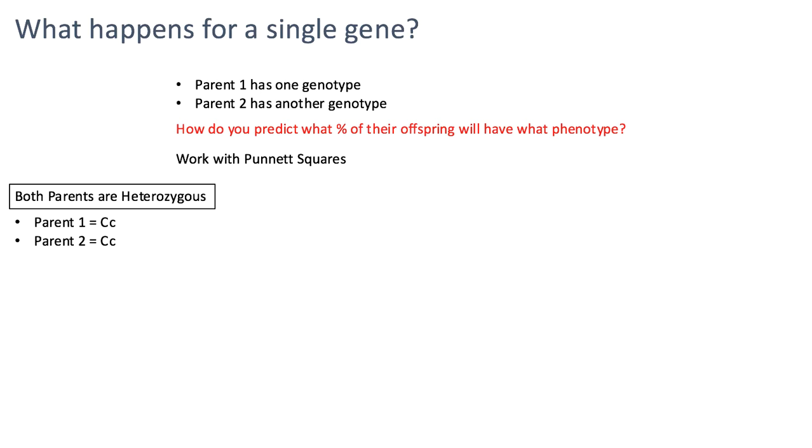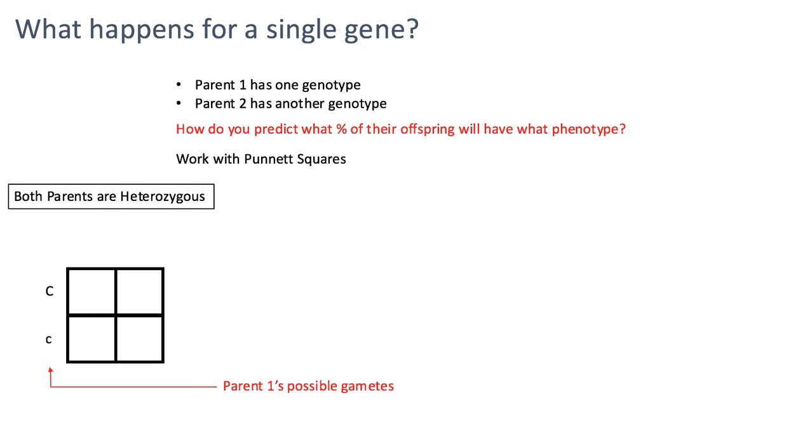We can set up a 2x2 Punnett square to answer this question. First, make a 2x2 grid. Then on one side, put the possible gametes that one of the parents could produce. Parent 1 is a heterozygote here, meaning their diploid cells will contain both a dominant big C allele and a recessive little c allele of the coat color gene.